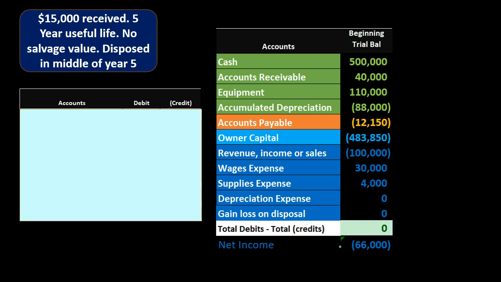We're going to go through this process of recording the journal entry, first recording the accumulated depreciation and depreciation, the adjusting entry, to get the book value up to where it should be at the point of disposal. And whenever we dispose of something, if we see that the equipment account is not the same as accumulated depreciation, then it's not fully depreciated, or there's some salvage value.